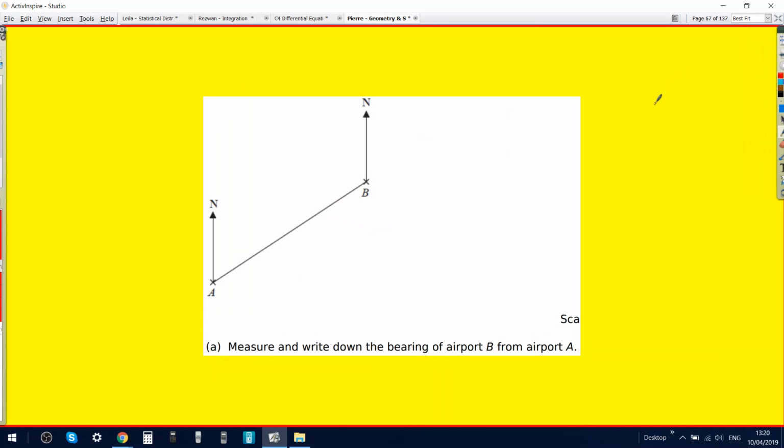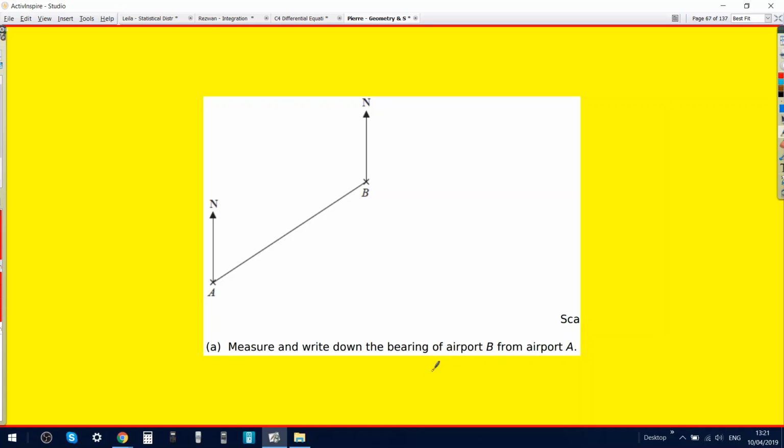Okay, what's this about? Measure and write down the bearing of airport A from airport B. Bearing of a point. Do you know what that refers to? Write and measure down the bearing of airport A. No idea. It's like the angle.